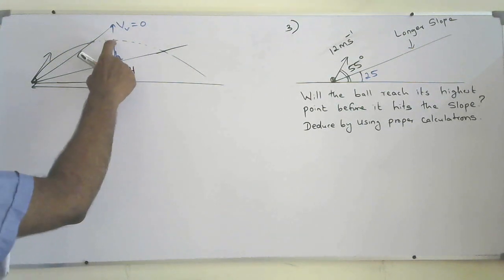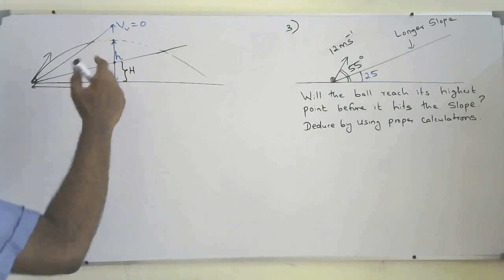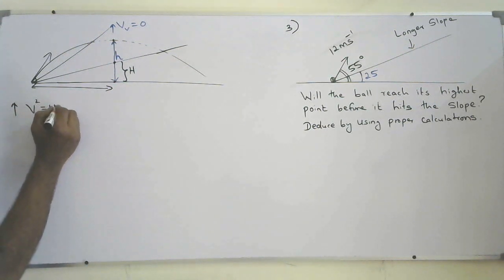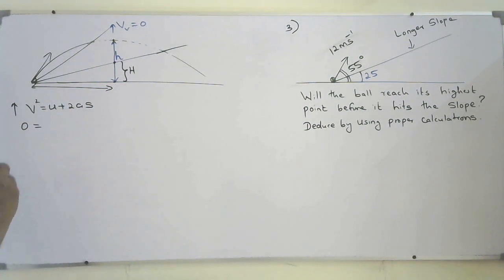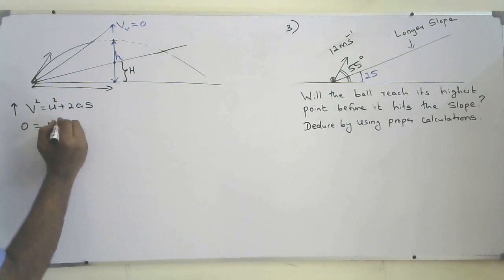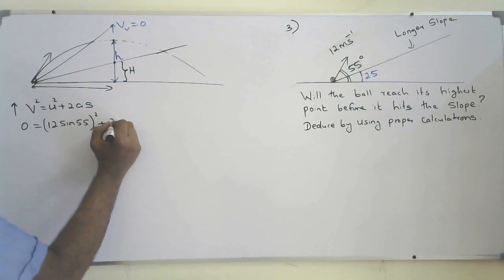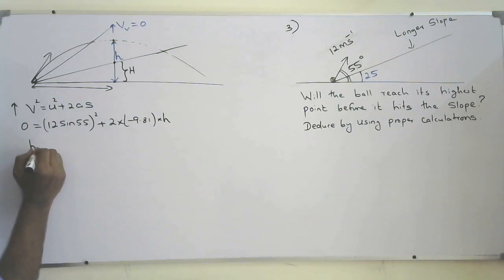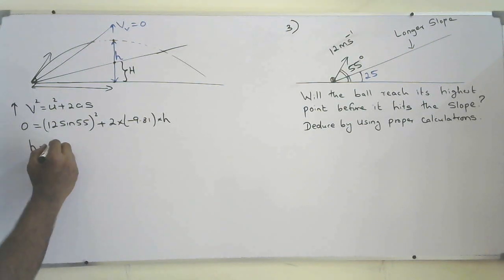So when it is at the highest point, the vertical velocity is 0. I'm going to find the height. First, the maximum height reached by the ball: v squared equals u squared plus 2as in the vertical direction. The vertical component of velocity is 0 at its highest point. That will be 0 equals (12 sin 55) squared plus 2 times minus 9.81 times h. This gives the maximum height that could be reached by the ball if the slope is not there. That will be 4.92 meters.